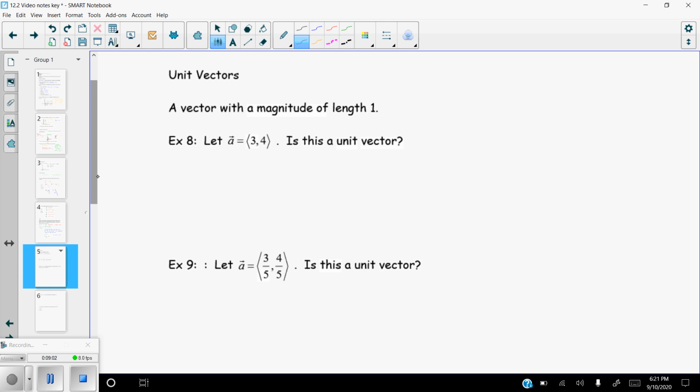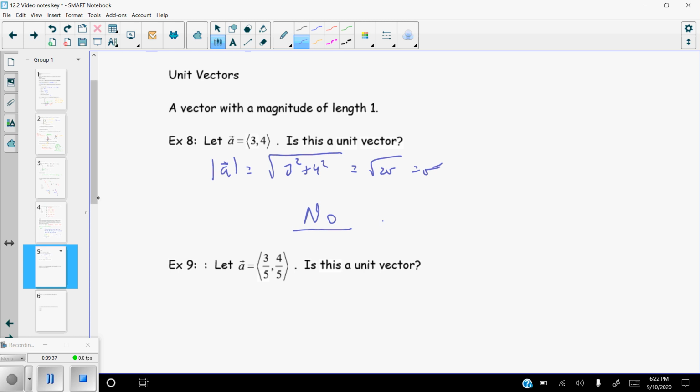So let's look at example 8. The vector 3, 4, is that a unit vector? Well, the easiest way to figure it out is just to find its magnitude. So let's find the magnitude of vector A. The magnitude is the square root of each component squared added together. So we get the square root of 9 plus 16, which is the square root of 25, which is 5. So the magnitude of that vector is 5, so this is obviously not a unit vector.